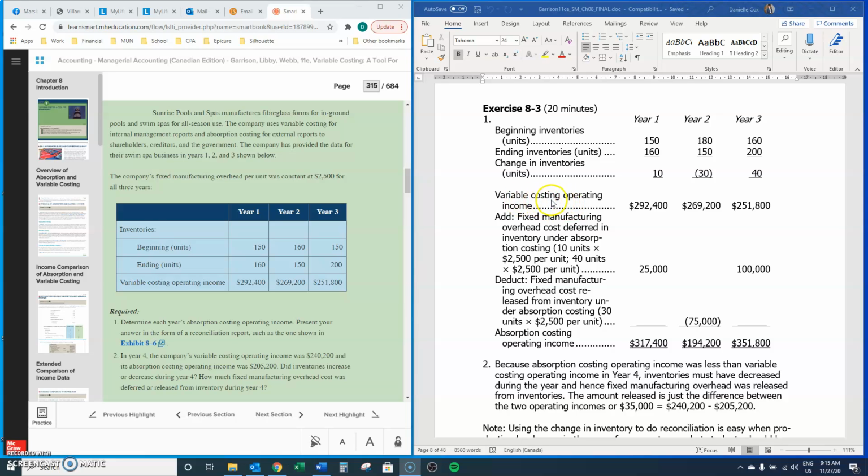So you're given your variable costing operating income in the question. From that, we have to get to absorption costing operating income. And how we do that is we have to do one or the other.